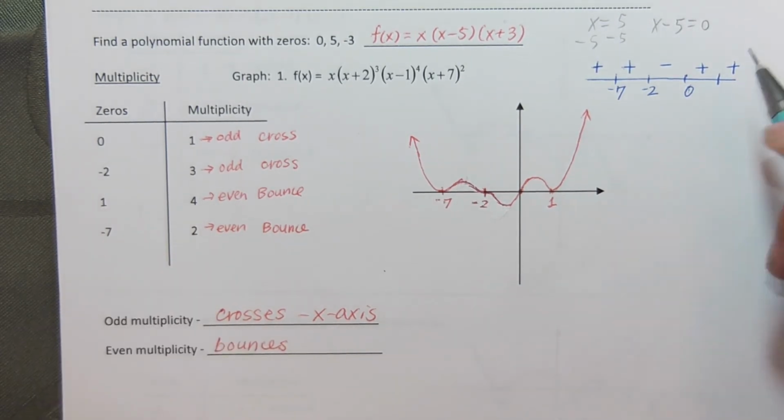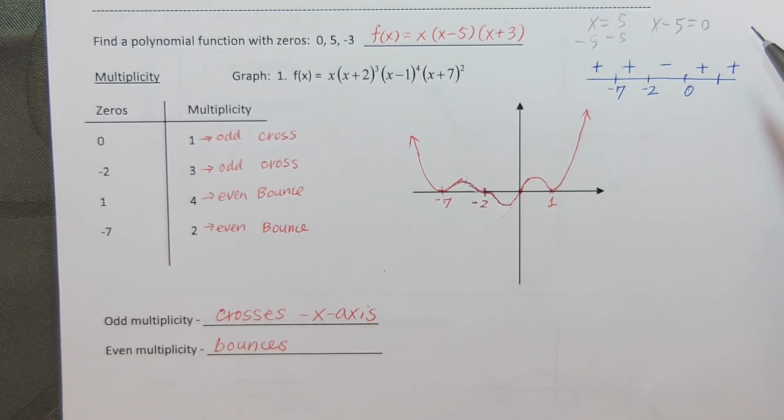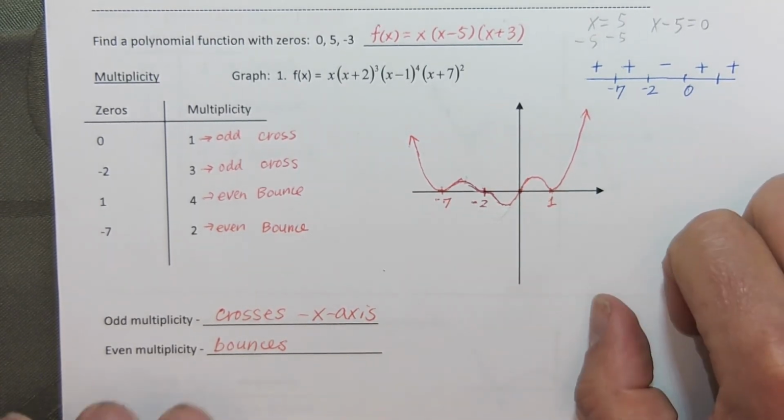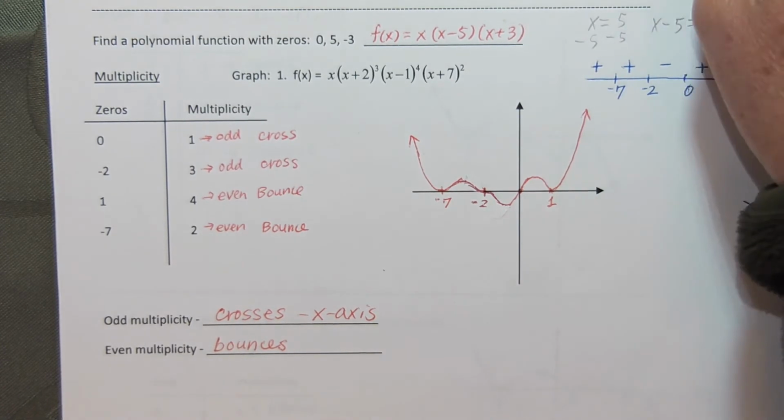And that's going to be typical of these multiplicities. So in summary, an odd multiplicity means that it's going to cross the x-axis, albeit snaking through or straight through like it was here. And even multiplicity, it's going to bounce off.